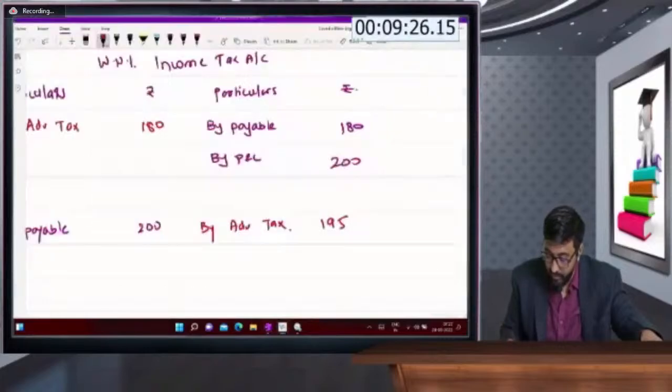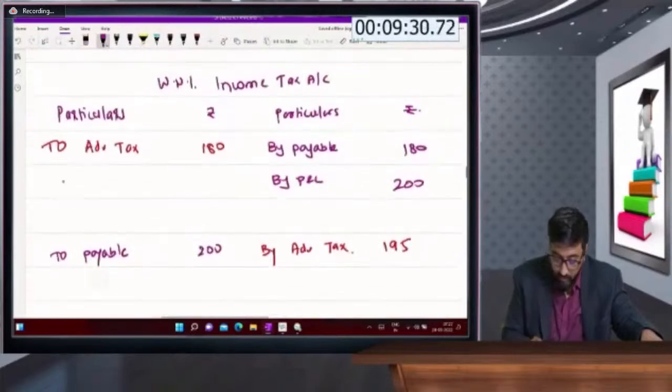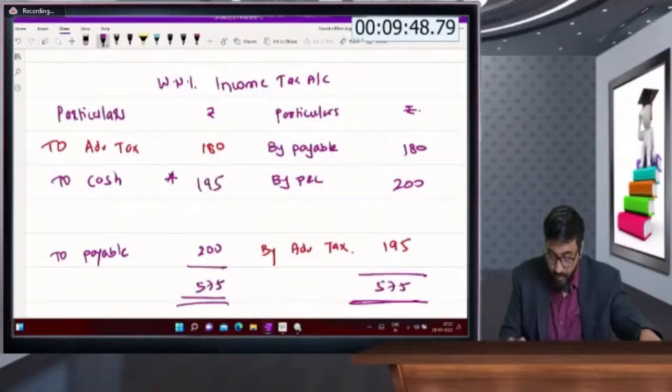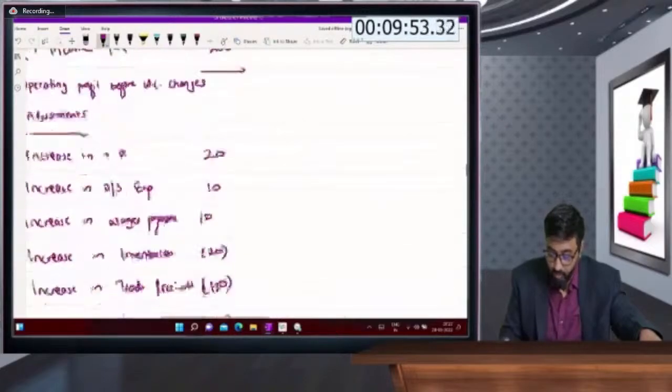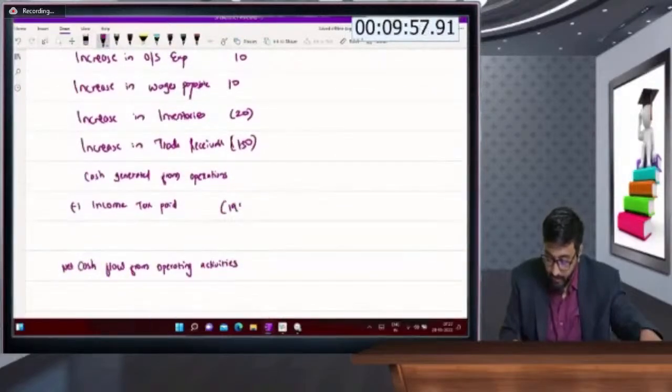So now it's time to close these accounts. To cash, first we will write. To cash, tell me the balancing figure. Yes, what is the balancing figure? This is 575 and 195. Correct? 195. So we will deduct this. Income tax paid separately, 195.